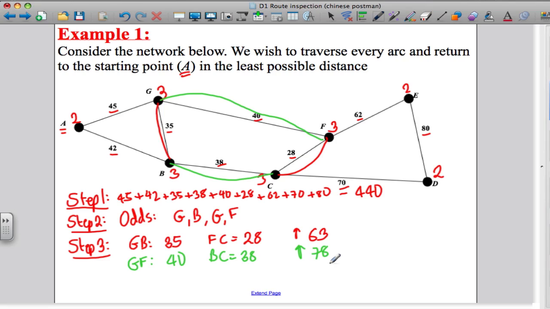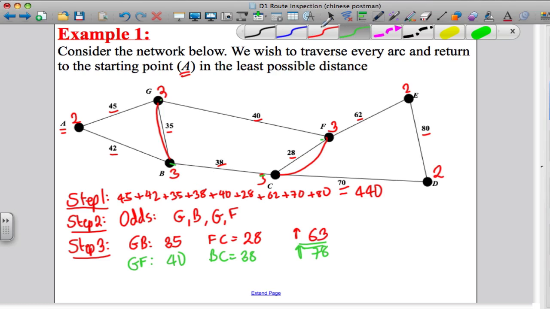Now, which one am I going to choose? Well, I'm going to choose this one here because it's minimal distance. So I'm going to ignore this particular one here, and I'm going to ignore this one here, and I'm going to say to myself that actually he's going to have to retrace BC and retrace CB one time, so that's what to add to the extra graph.